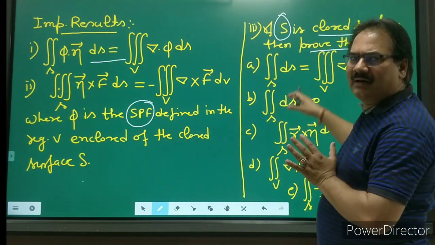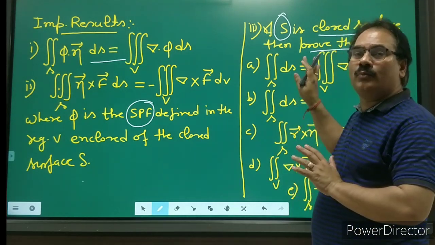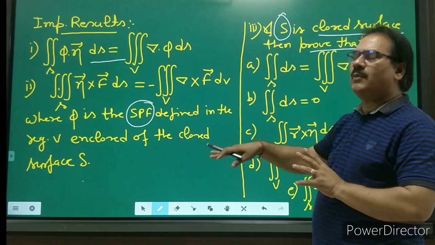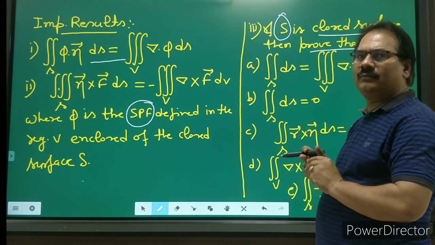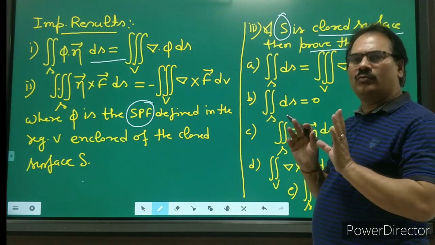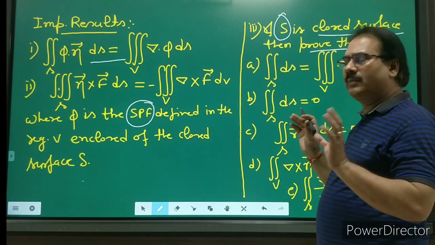Because of that, I have written it like this. So it is advised to all the viewers and students that you have to prove it. The proof is very simple. With the help of the formulas only, you can prove it very quickly, and the proof is already given in all the good books on vector calculus. So you have to go through the book and look at the proof part.